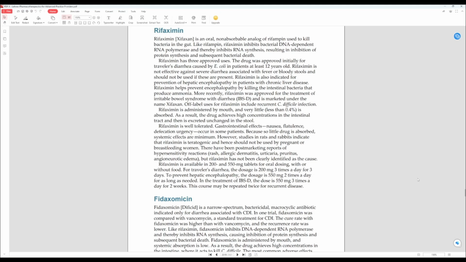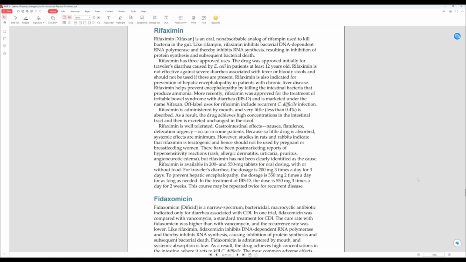Rifaximin is administered by mouth, and very little, less than 0.4%, is actually absorbed. As a result, the drug achieves high concentrations in the intestinal tract and then is excreted unchanged in the stool. It is well tolerated, and gastrointestinal effects such as nausea, gas, and defecation urgency occur in some patients. Because so little drug is actually absorbed, systemic effects are minimal.